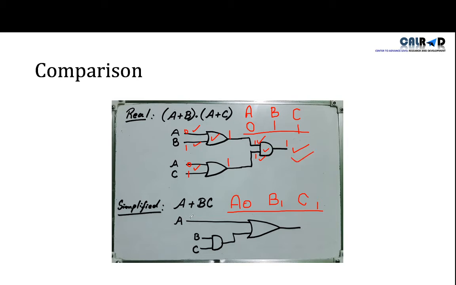So let's see, what is the value of A? That is 0. What is the value of B? That is 1. And what is the value of C? That is 1. So this 0 will remain 0 here, and we will check that because this is an AND gate. In an AND gate, if both values are 1, then the output will be 1.